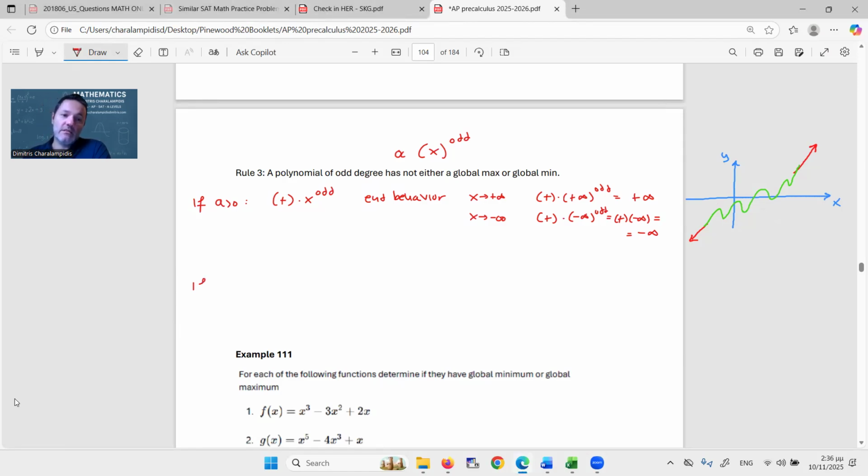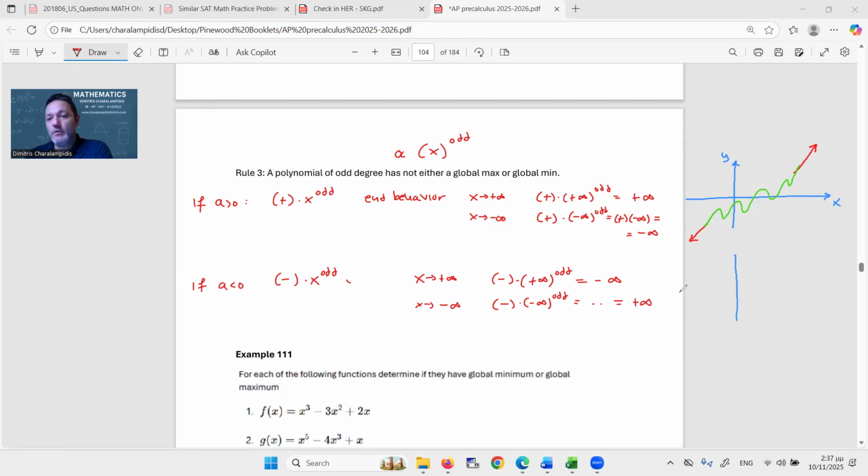And the second case is pretty much similar to that. If the leading term coefficient is negative, that would be like negative times x to an odd power. So as x tends to plus infinity, we would get minus times plus infinity to something odd, which is equal to minus infinity. And as x tends to minus infinity, we would get minus times minus infinity to something odd, which results in plus infinity.